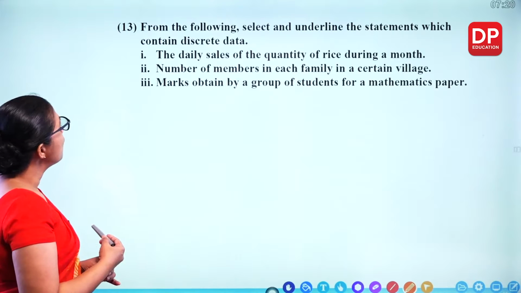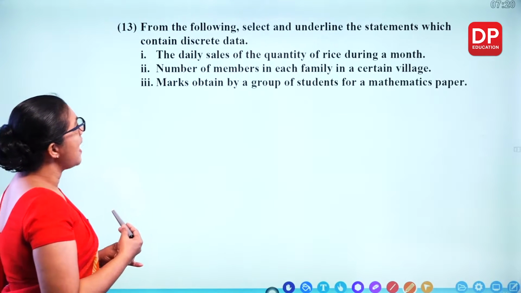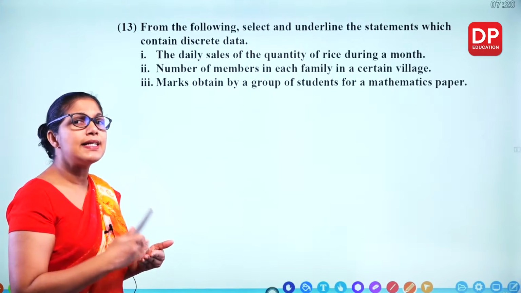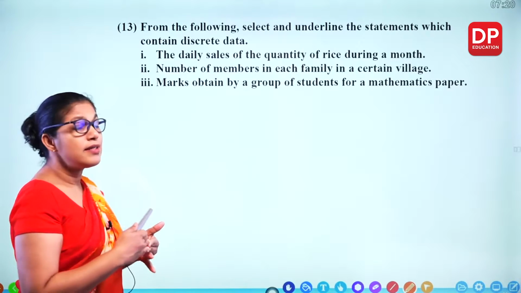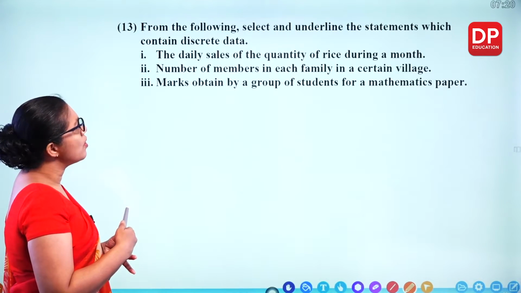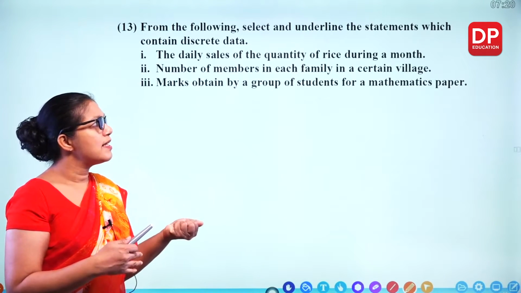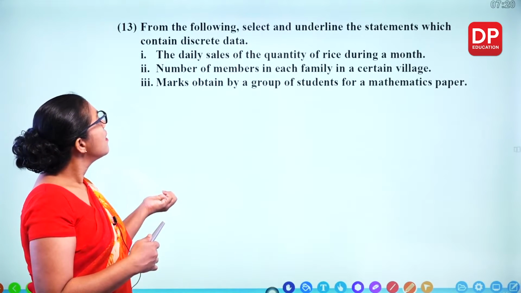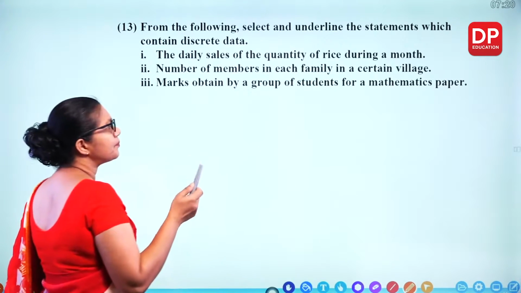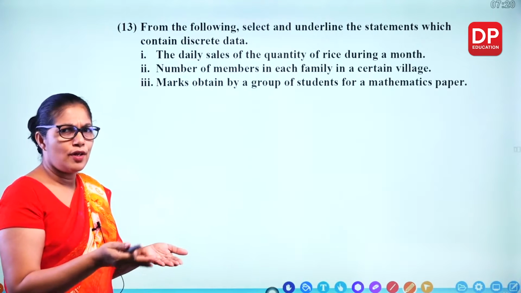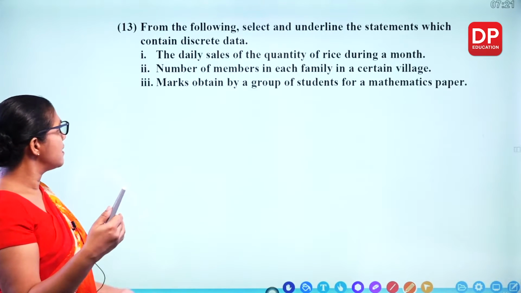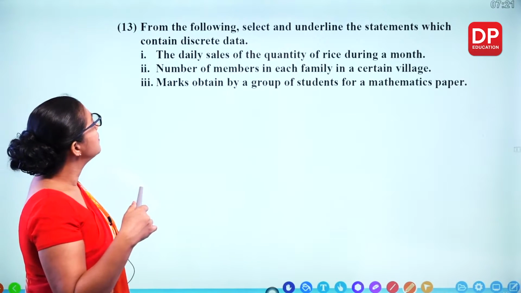Question number 13. From the following, select and underline the statements which contain discrete data. Discrete means you can take certain numbers. You can't take all possible values within a given range. The daily sales of the quantity of rice during a month. So this is measuring mass of rice quantity. So it can be any value, 5.5 kilos, 5.52 kilos, you can take any value. So that's continuous.